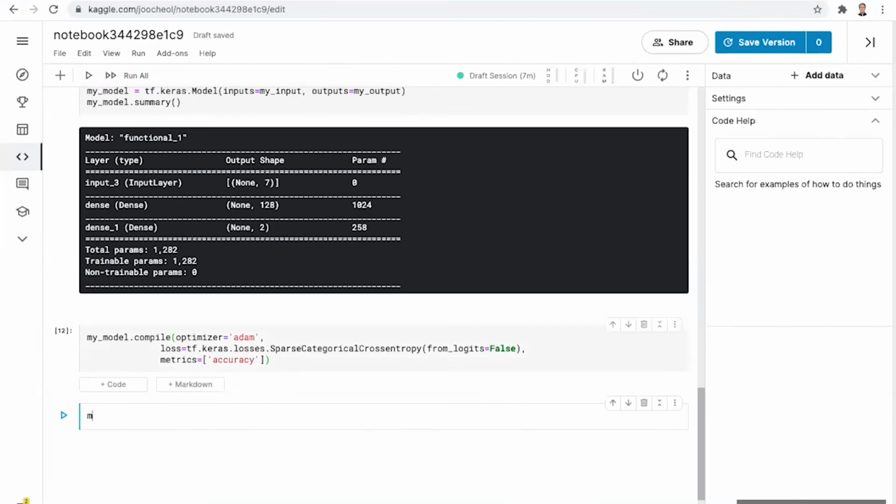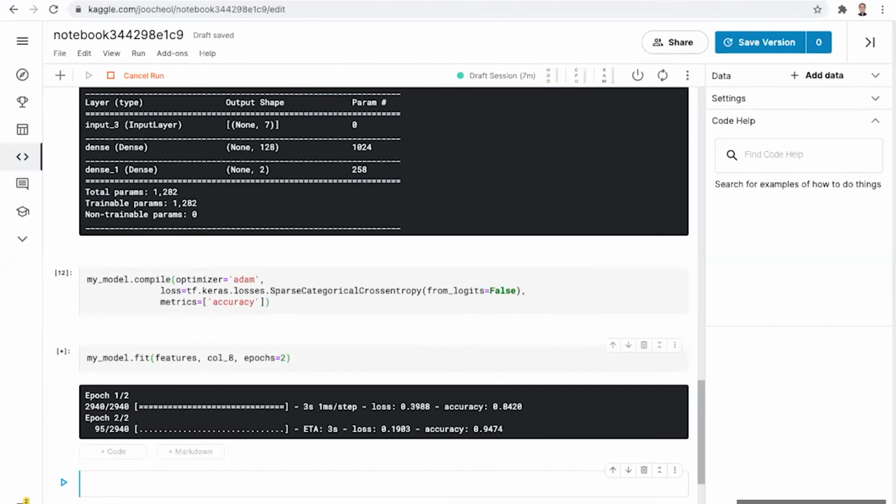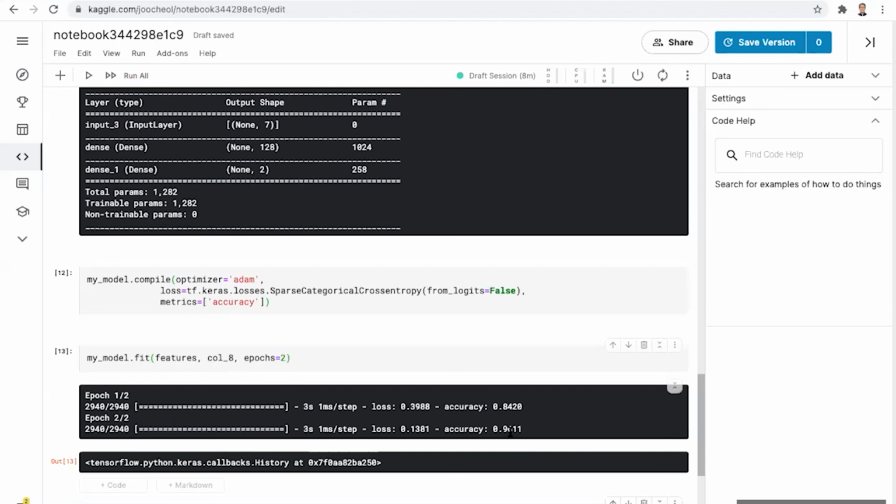So it's okay, and then I need to fit. So model.fit, and what is my x? My x name was features, and my y was column 8, and I wanted to see if it works or not. So epochs is only 2. Yeah, it works. And accuracy is 96%.